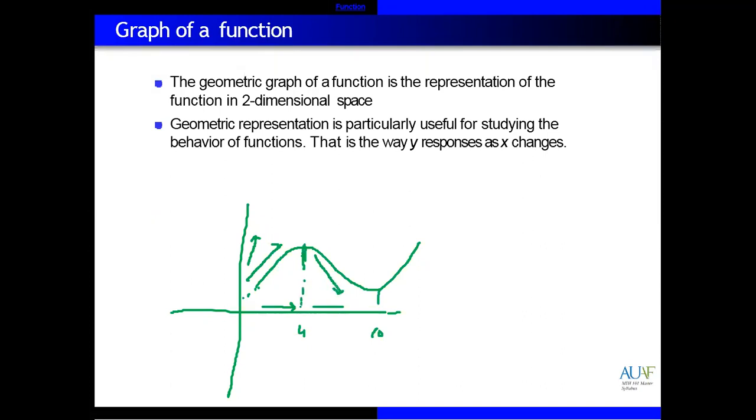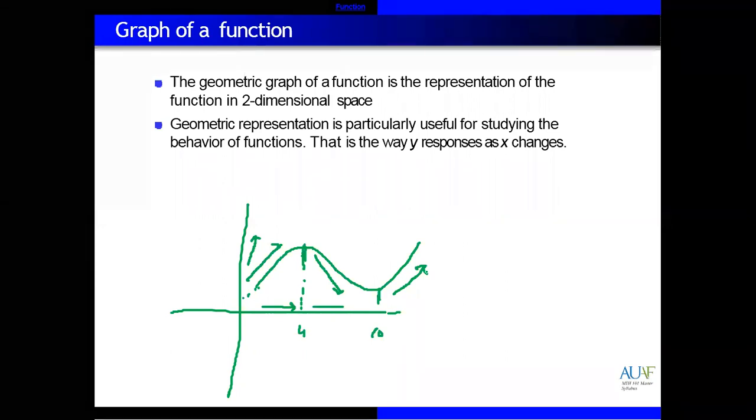Up to 4 function is increasing, after 4 function is decreasing till 10, after 10 again function is increasing. So graph show actually the behavior or nature of a function: increasing function, decreasing function, positive relation, negative relation, linear relation, non-linear relation, like square relation, quadratic function, cubic relation also possible. Sometimes something is increasing very fast, something decreasing very slowly.